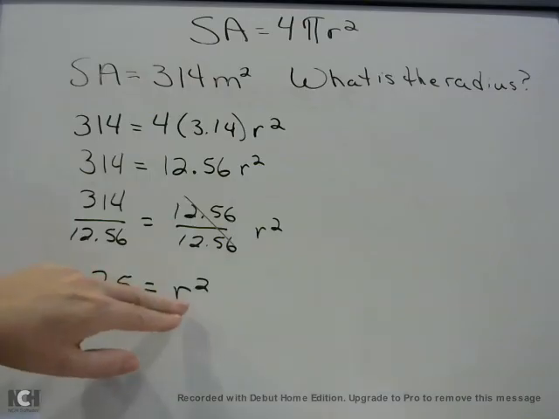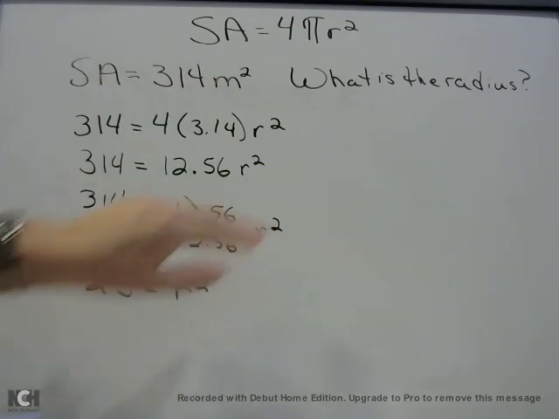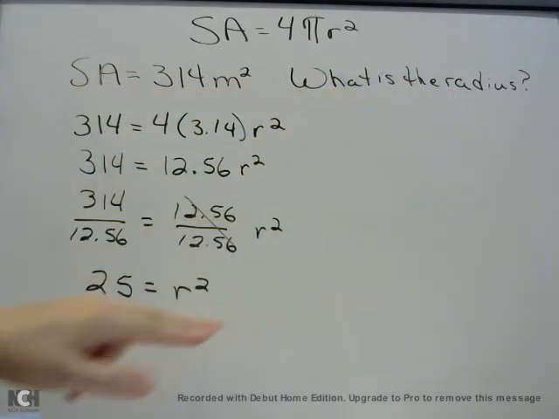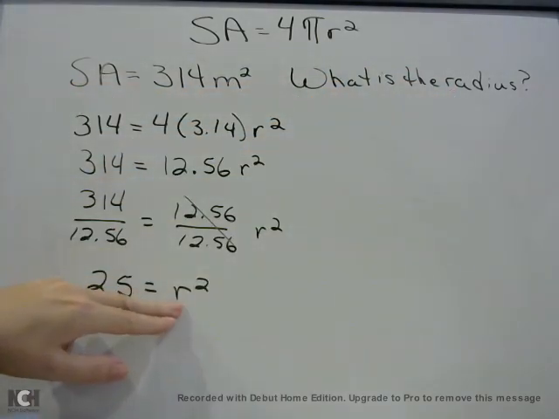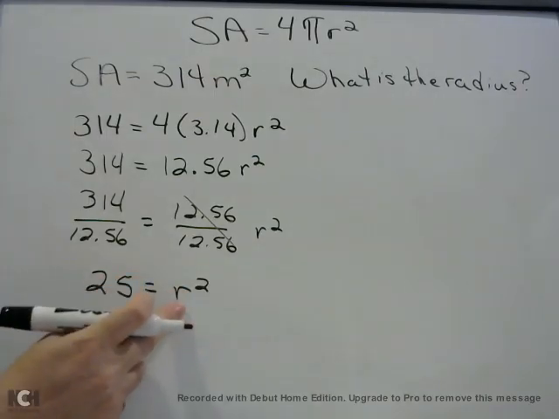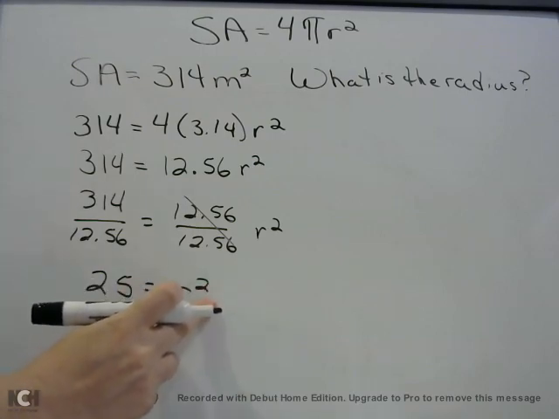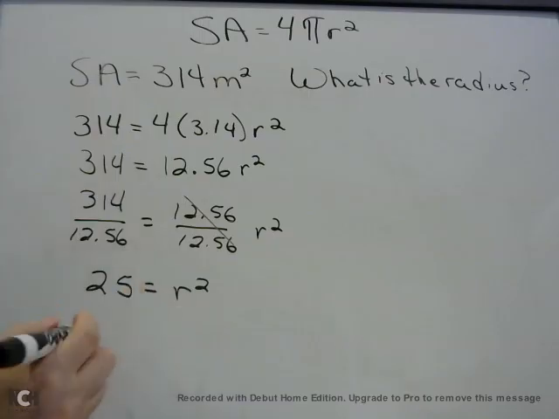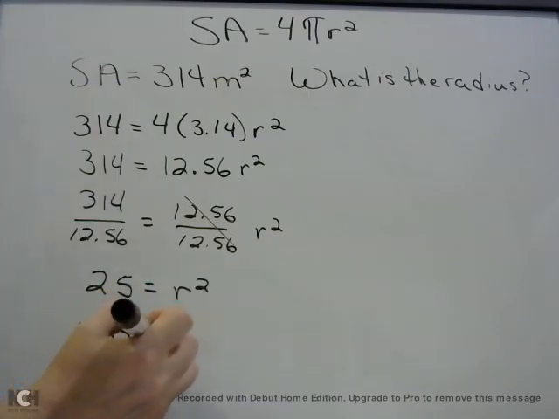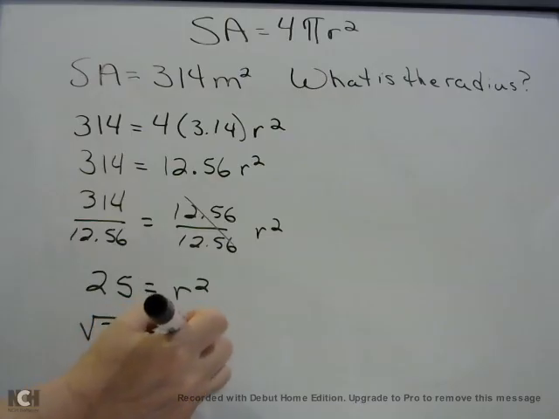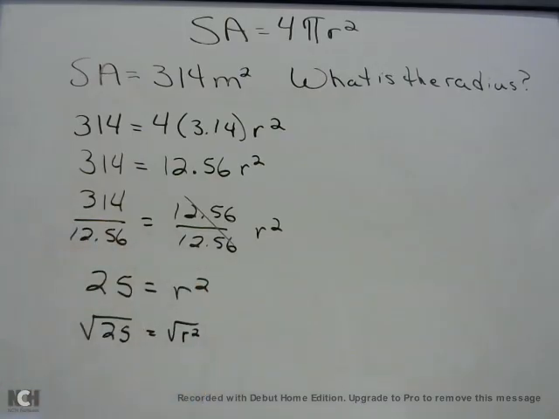But we don't want to know what r squared is. We want to know what the radius is. The radius is just r, not r squared. So again, you need to know this kind of trick with algebra here. How do you get r by itself when it's squared? If it's squared, you do the opposite, which is the square root. So we're going to take the square root of 25 and the square root of r squared.